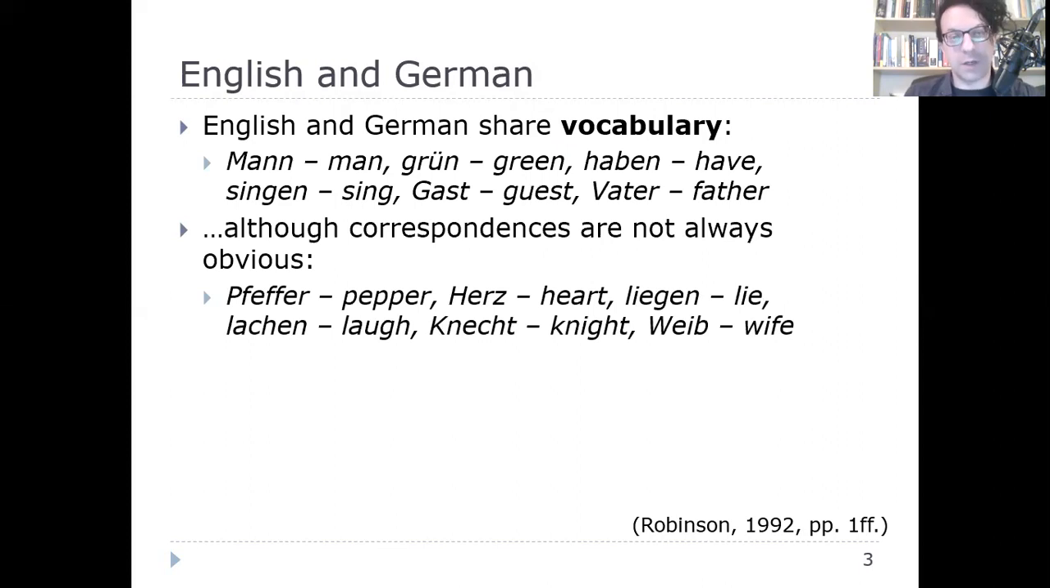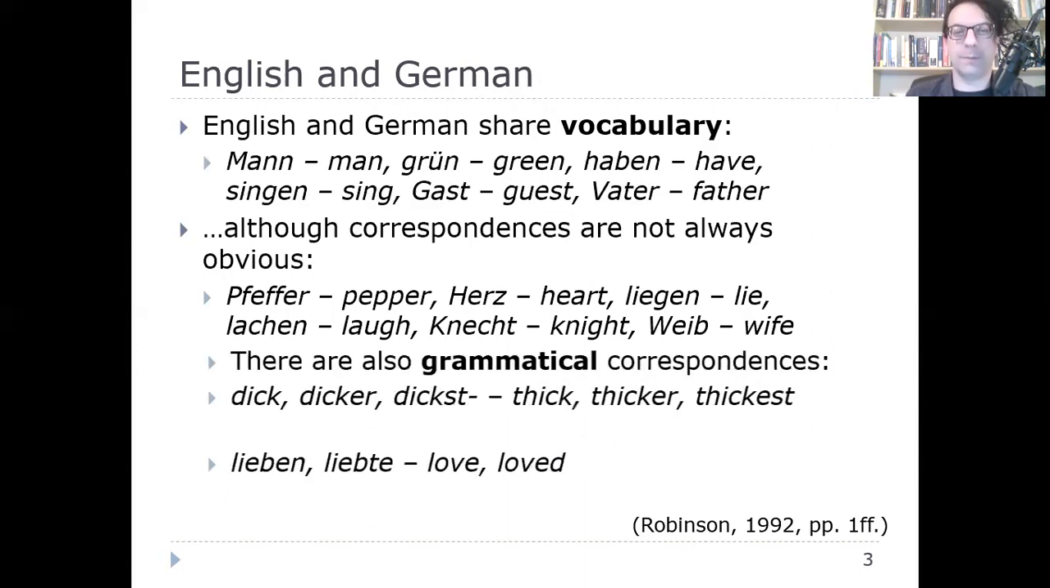Other correspondences are not always quite so obvious, but they're also there. So Pfeffer in German somehow corresponds to the English word pepper. Herz and heart have something in common. Liegen and to lie have something in common. Lachen and to laugh. Knecht and knight have something in common, even though there's a big difference in what these two words mean nowadays. And the same is true for Weib in German and wife in English. Again, there's a meaning difference, but the words have something to do with each other.